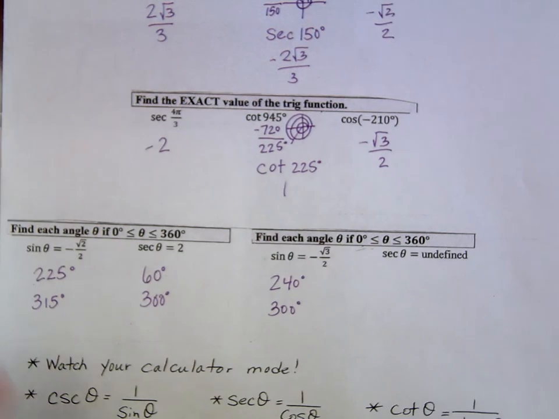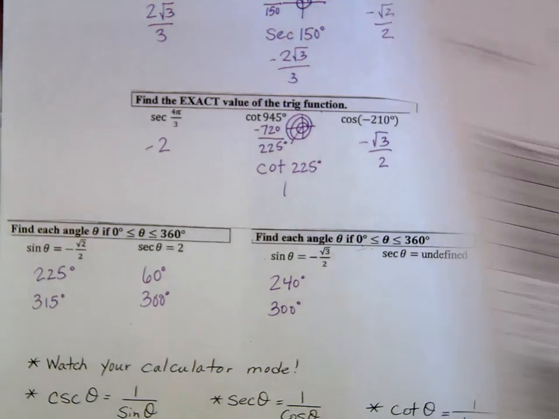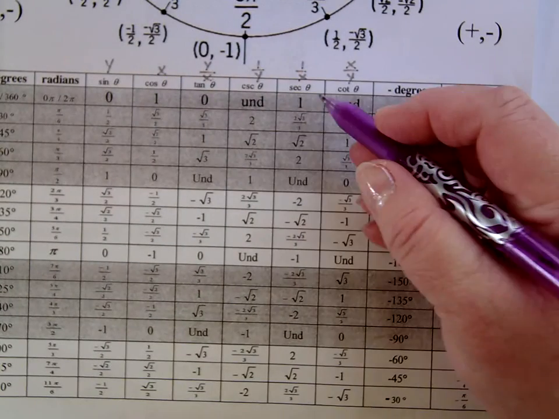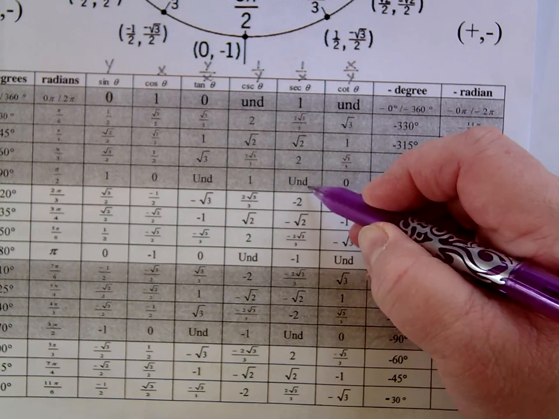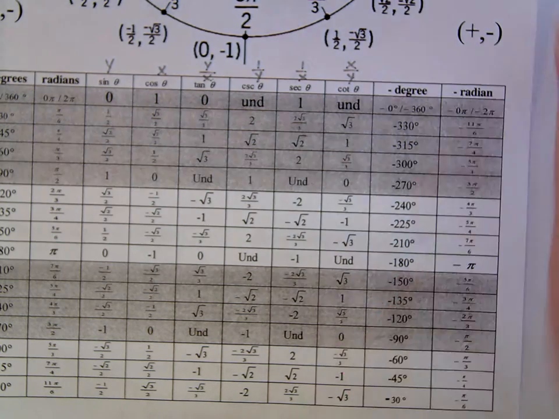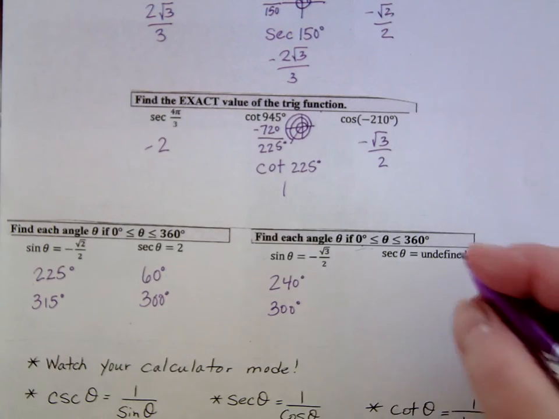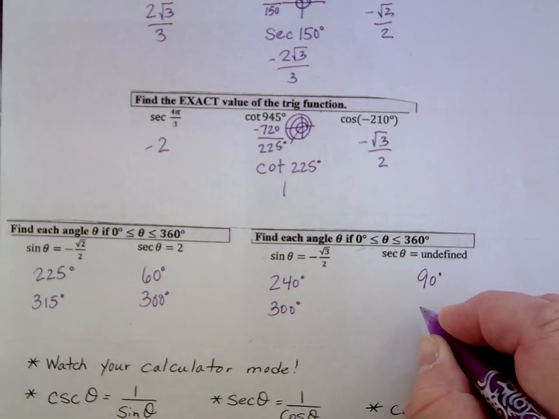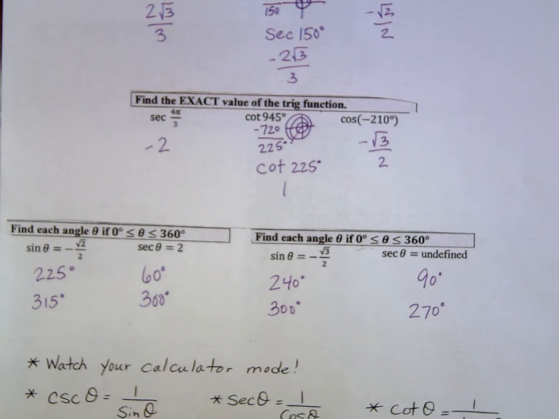And then the last one where the secant is undefined. Again on your chart, find the secant column. Undefined at 90, undefined at 270. There's your two answers. So again, it's really easy when you have that chart handy for you to just read where that happens.